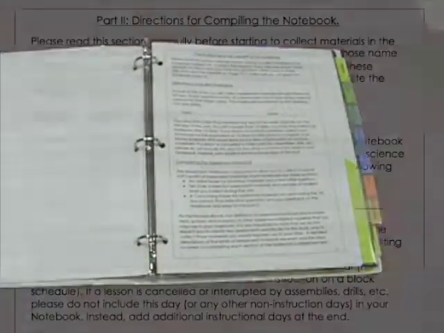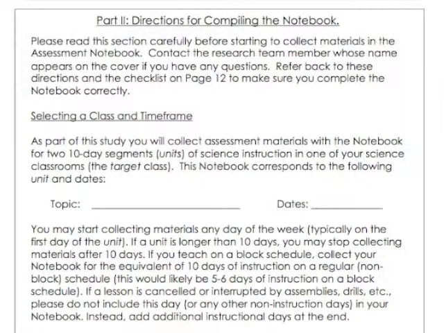Part 2 contains detailed directions on how to complete your assessment notebook. The assessment notebook is designed to allow you to collect a typical unit's worth of assessment materials. The unit topic and dates for which you have agreed to collect materials are listed on page 4. Please also refer to this page for instructions on what to do if you teach on a block schedule or if you skip a day or lesson.